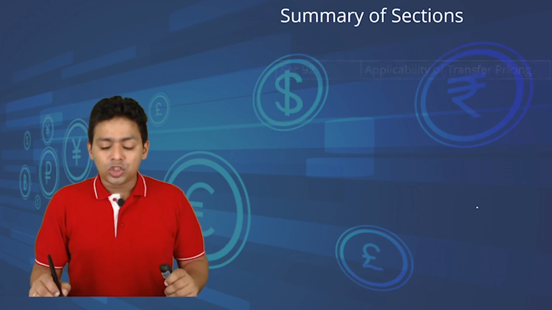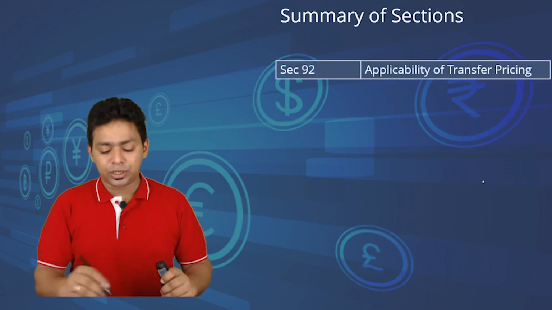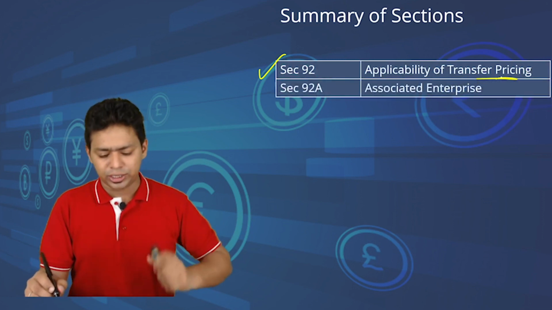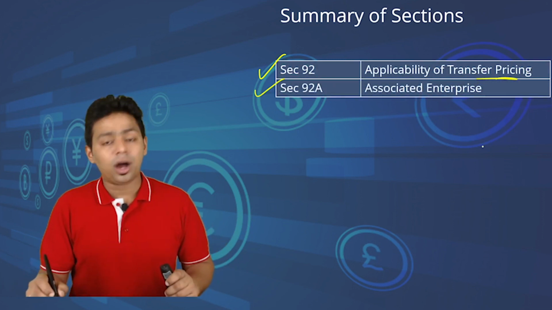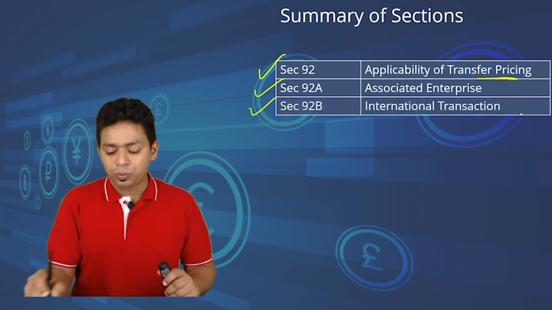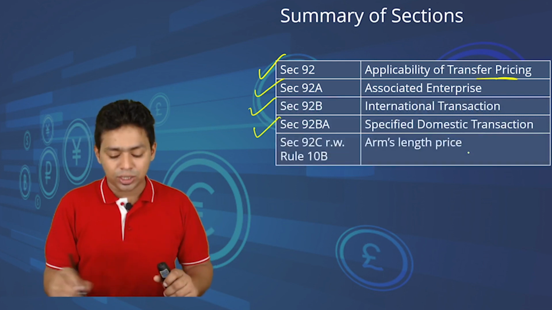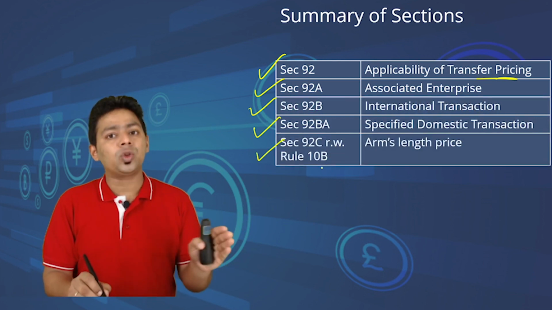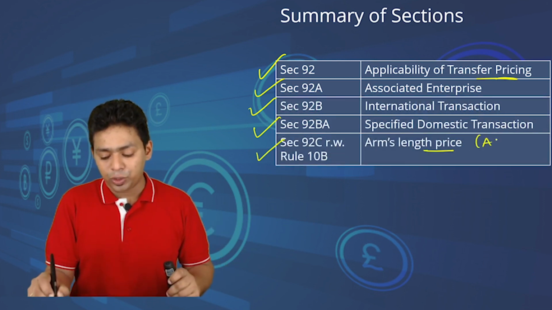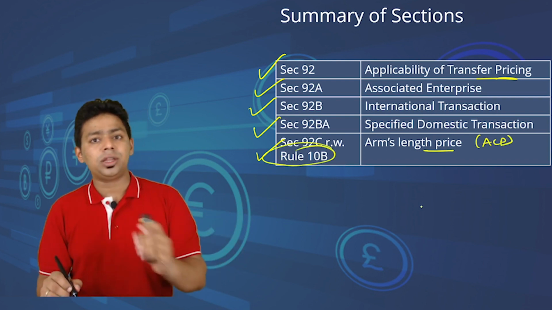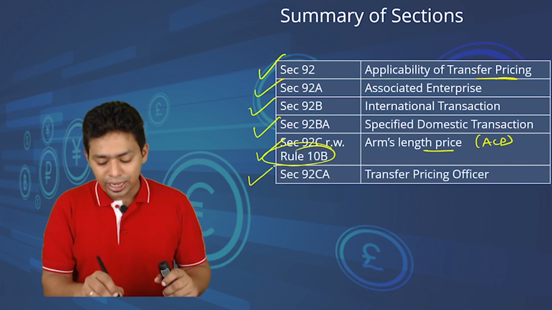So look at the detailed summary of section 92. The name of the section is applicability of transfer pricing, a charging section you can say. 92A associate enterprise, 92B international transaction, 92BA specified domestic transaction, 92C read with rule 10B arm's length price, computation of ALP. So what is there in rule 10B? The 6 methods of computing arm's length price.